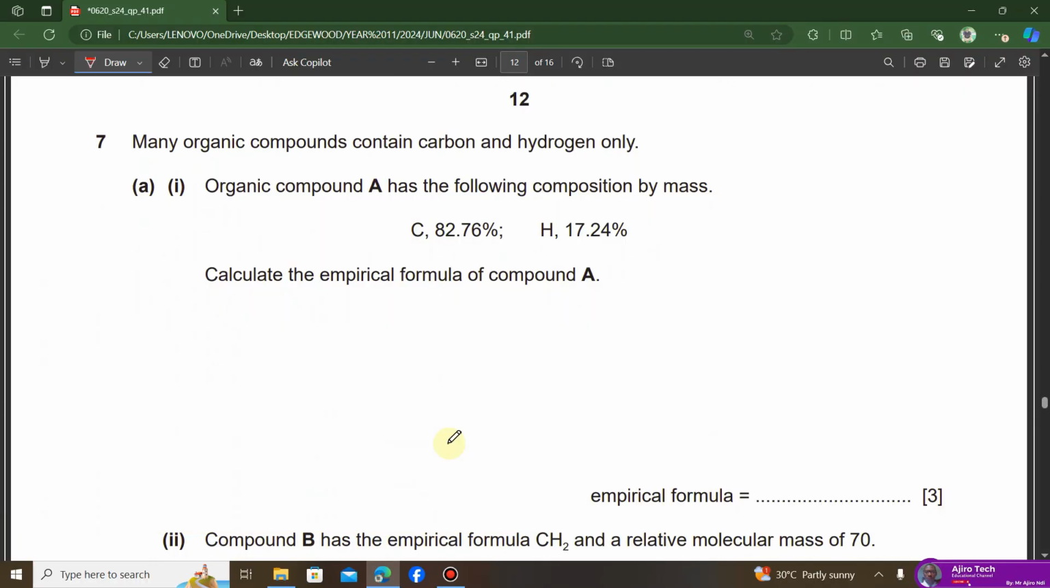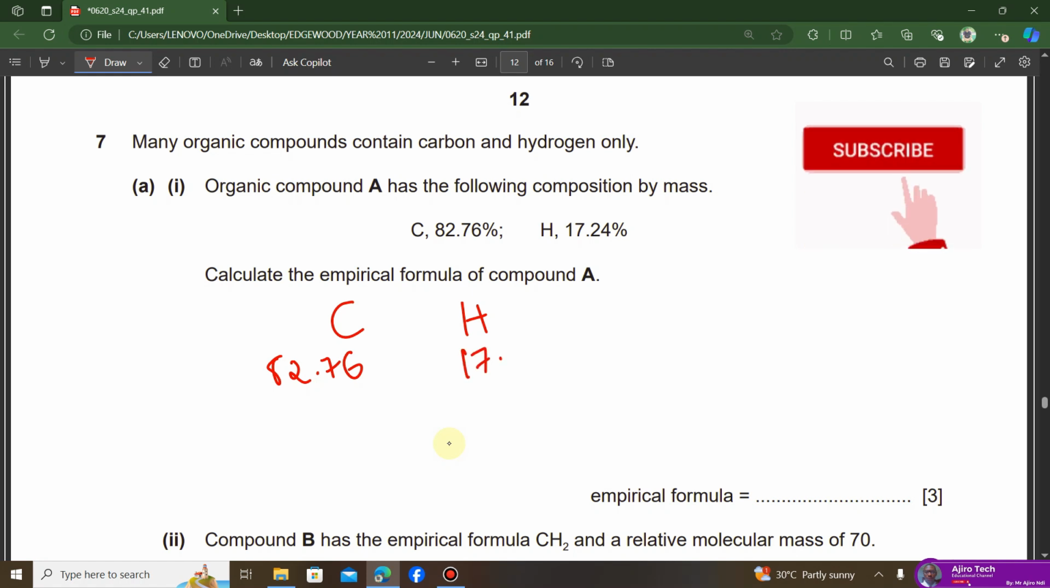Now the next question has to do with empirical formula. This is also a bonus question. So we have carbon and hydrogen, with carbon at 82.76 and hydrogen at 17.24.